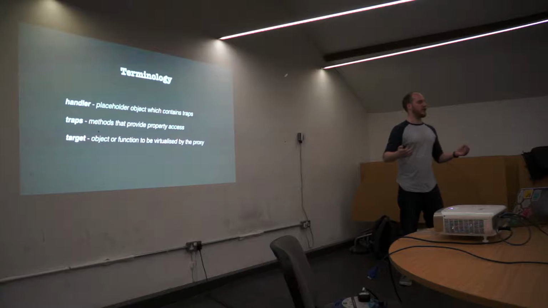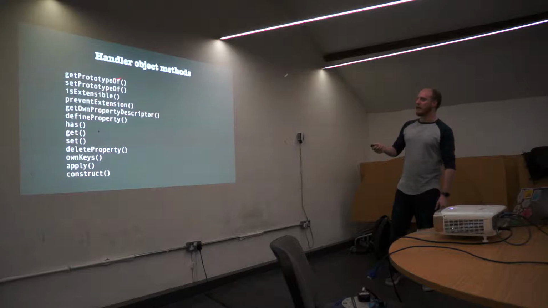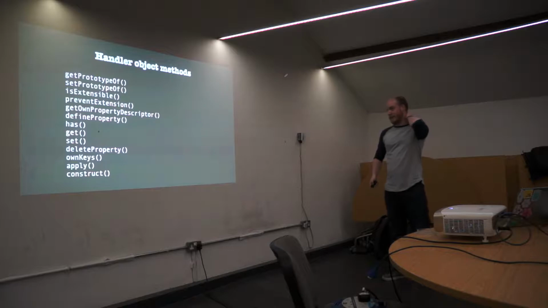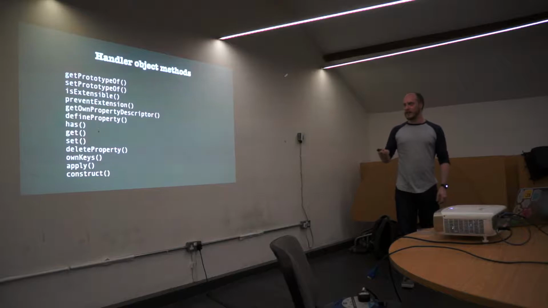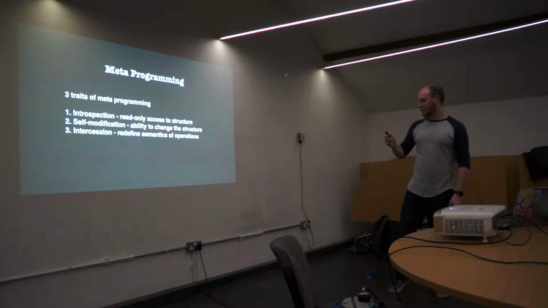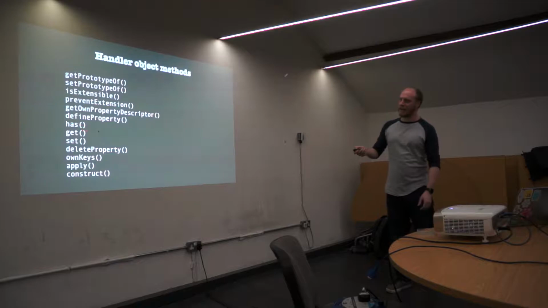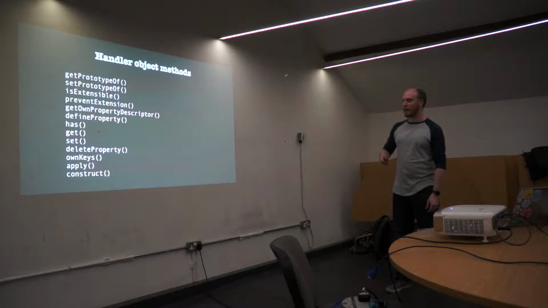So we've got a long list of different methods. Please never use this. Just don't. If you do, there's a circle of hell just specifically for you, which you can set yourself. But the typical ones are has, get, and set. These are the ones we'll be talking most about today. There's also apply and ownKeys.